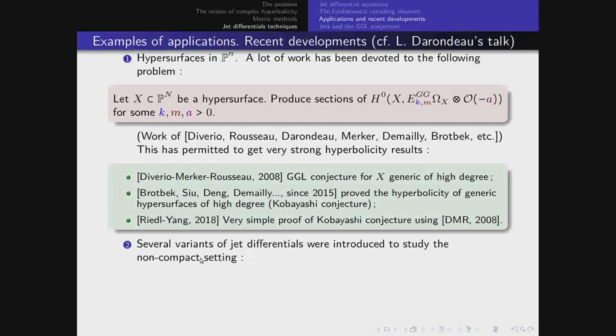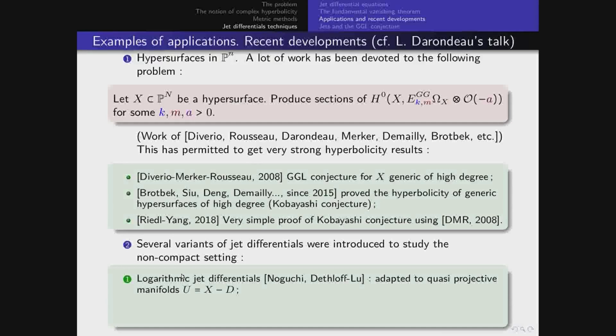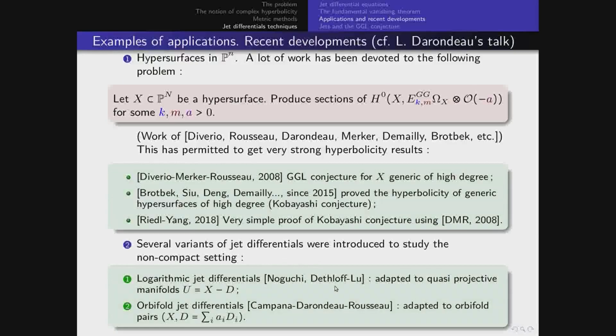And finally, I will just tell you that these holomorphic differential equations are only one part of a larger picture which was developed to study also non-compact varieties. So, for example, you have a logarithmic equivalent to these jet differentials, which was developed by Noguchi and also Darondeau for different versions of these jet differentials in the spirit of work of Jean-Pierre Demailly. And also there is an orbifold version of jet differentials which was recently introduced by Campana-Darondeau-Rousseau.